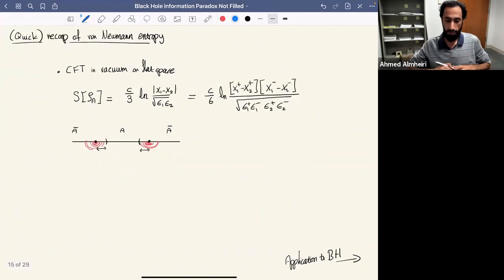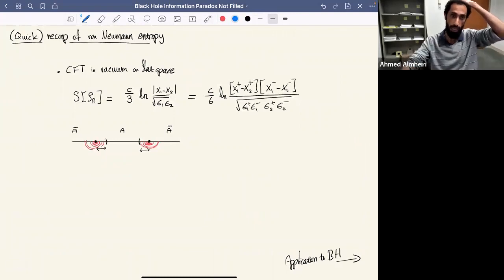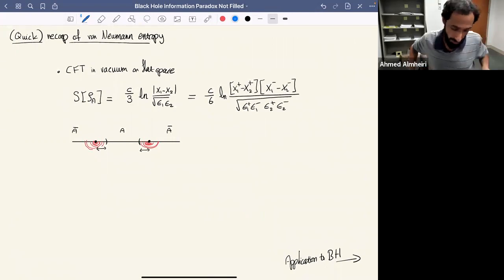Next, let me give a quick recap of the computation of von Neumann entropy. I'm sure you guys have been steeped in how to compute entanglement entropy from the other talks.